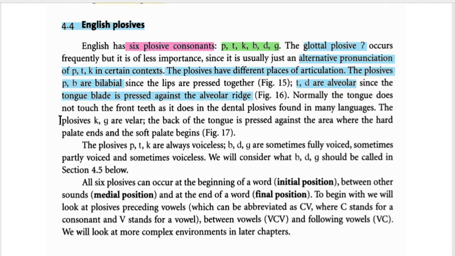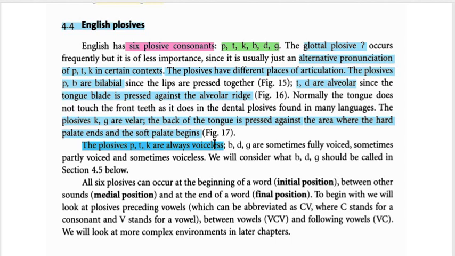We have the plosives K and G, which are velar. It means the back of the tongue is pressed against the area where the hard palate ends and the soft palate begins. Technically it's the area between the velum and the hard palate, but still we call it velar.